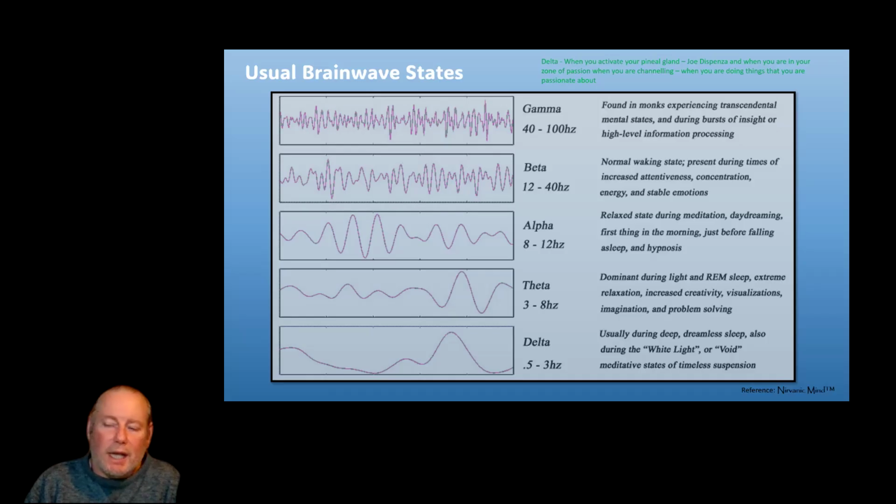You can access delta and indeed gamma, which is the other end of the spectrum, but also an extremely powerful brainwave state for meditation and for self-realization. Both delta and gamma are very powerful for the fundamental questions of who am I? What am I doing here? Why am I here? What's my purpose? What excites me? What gets me going? What should I be doing? All of these amazing things.